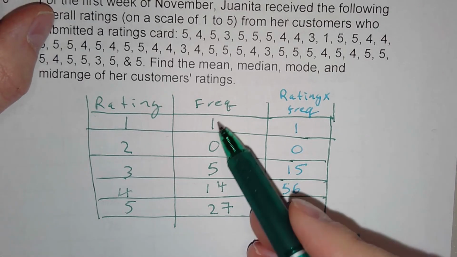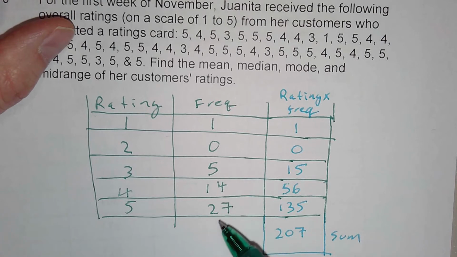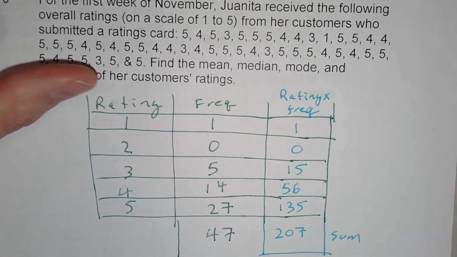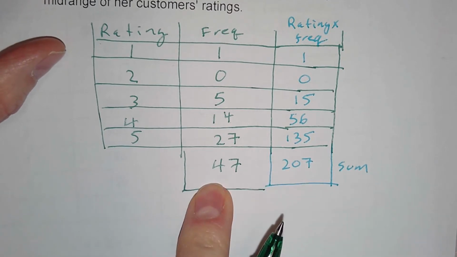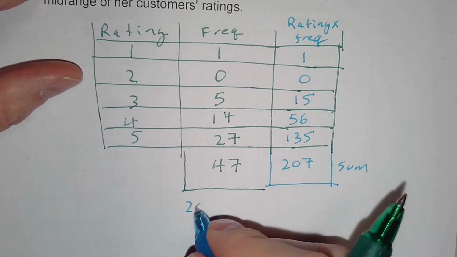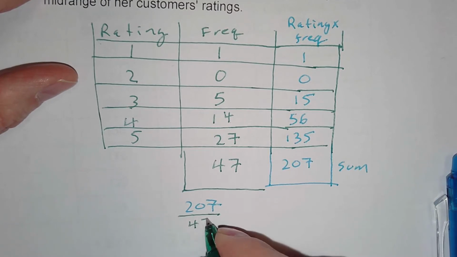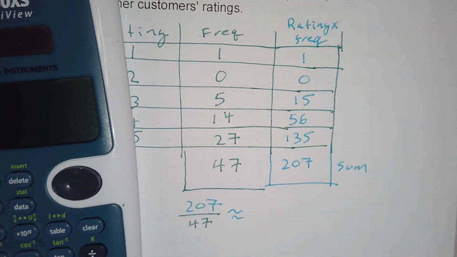Now if I add my frequency, this is 1 plus 5 is 6. 6 plus 14 is 20. 20 plus 27 is 47. So for weighted mean, if I take the number of points divided by the weights, that should give me the average. So that's what we're going to do. And we may have to round that. Let's see.